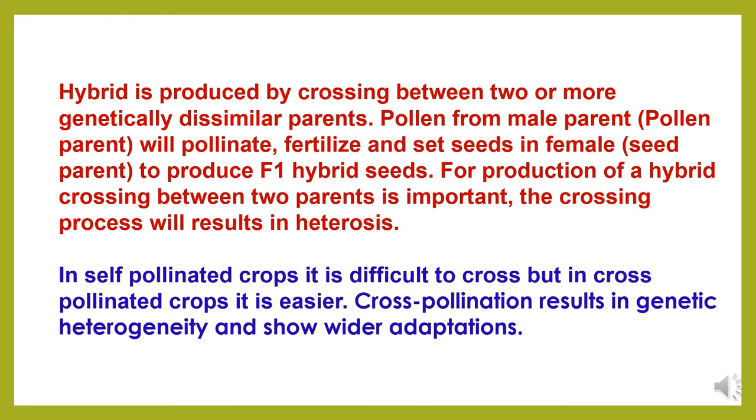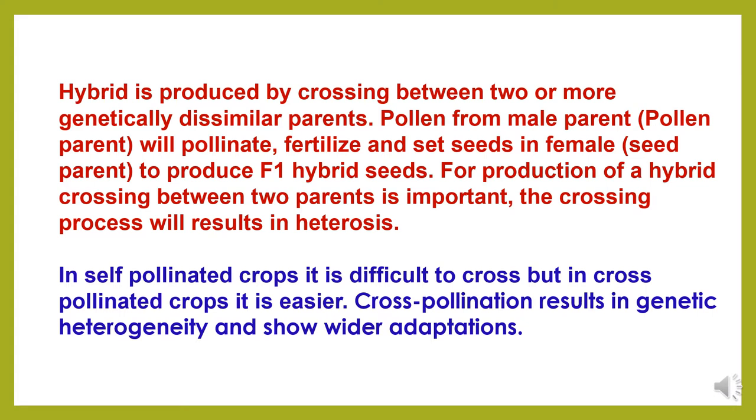Hybrid is produced by crossing between two or more genetically dissimilar parents. Pollen from the male parent, which is the pollen parent, will pollinate, fertilize, and seed sets in the female, which is the seed parent, to produce F1 hybrid seeds.